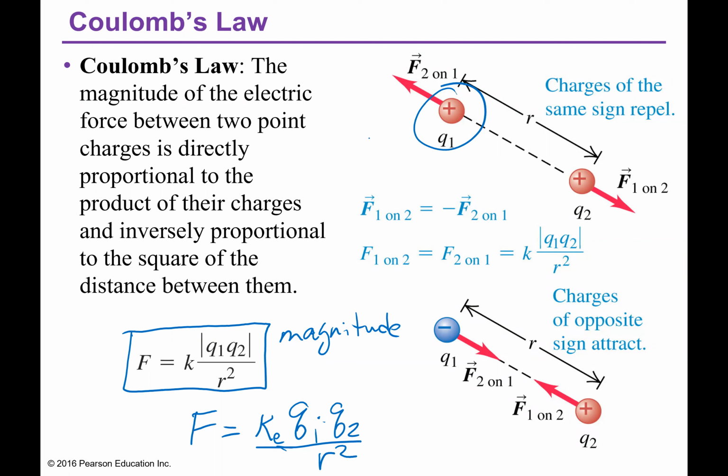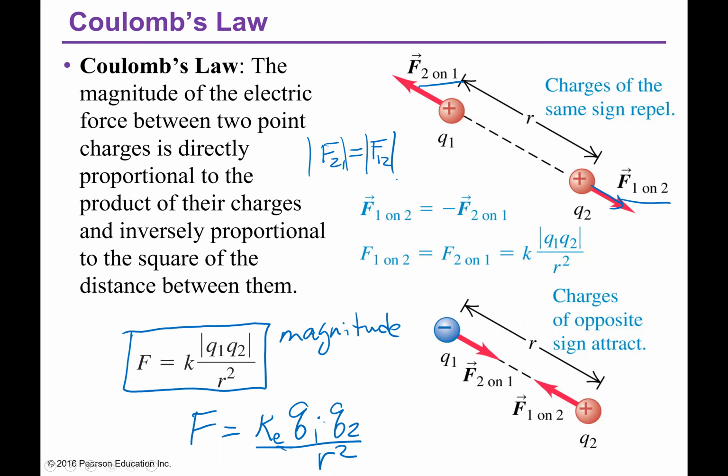See, here you have charge 1, here you have charge 2. If you bring charge 2 close to charge 1, then you exert force. This force is the force that 2 exerts on 1, so you can see the notation here, 2 on 1. And here is the force that 1 exerts on 2. Both of those forces have the same magnitude. That means in terms of magnitude, F21 equals F12.